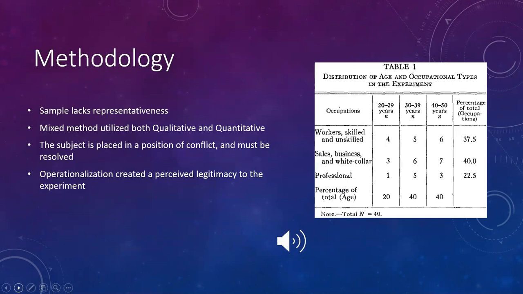The subject is placed in a position of conflict, and the conflict must be resolved. The experiment gives the subject little time for reflection as the conflict comes on rapidly. Again, the subject is placed in a position in which he must respond to the competing demands of two individuals. We must note that the satisfaction of the victim and experimenter are mutually exclusive.